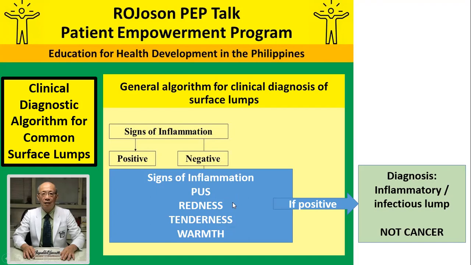So any one of these, if present, will make you suspect inflammatory or infectious lumps. Okay? So this is the best thing to have among the three categories of surface lumps: inflammatory, malignancy, benign. This is probably the best one to have because it's easy to treat. But when you have an inflammatory lump, don't worry, it's not cancer.